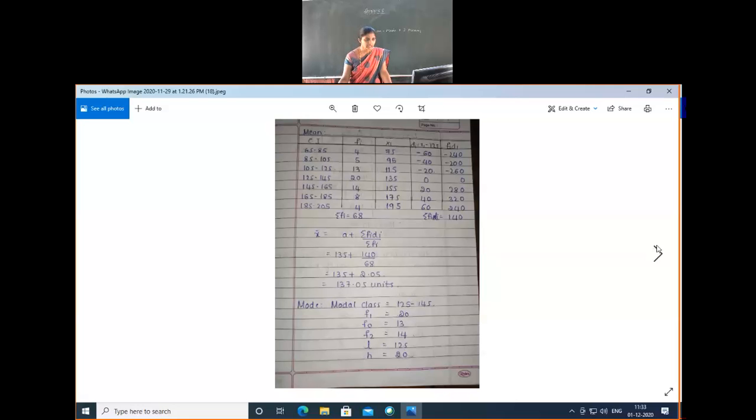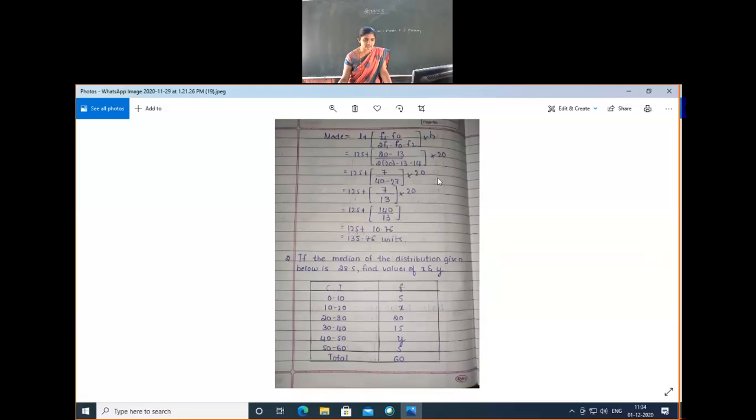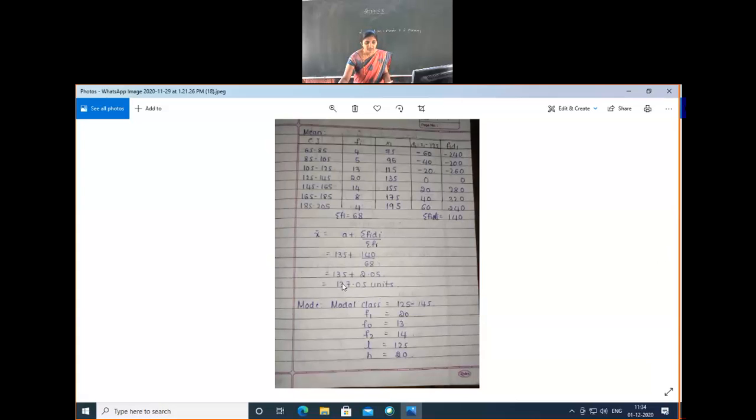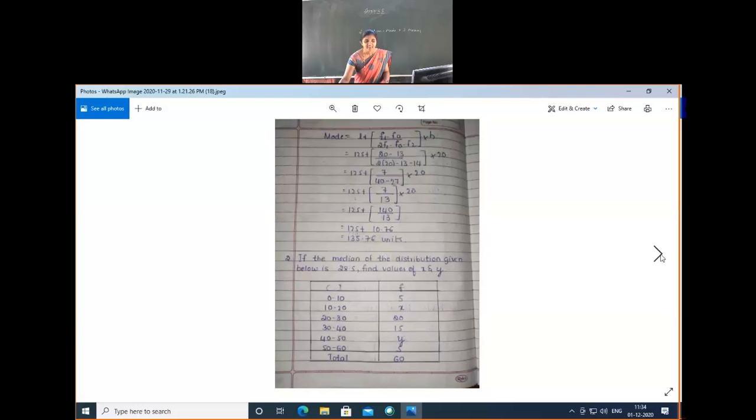Which is the highest frequency here? 20 is the highest frequency. The modal class is 125 to 145. Then F1 is 20, F0 is 13, F2 is 14, L is 125, H is 20. Just substitute. Mode is equal to this one. After simplification, 135.76.